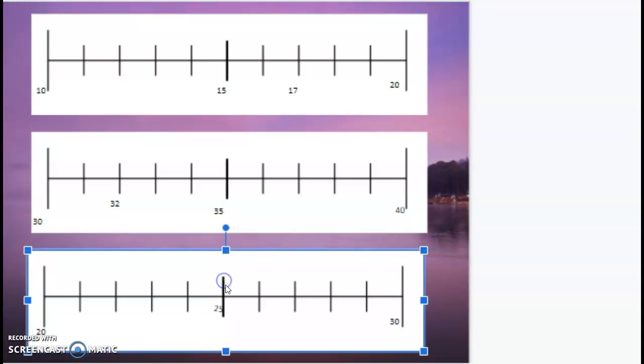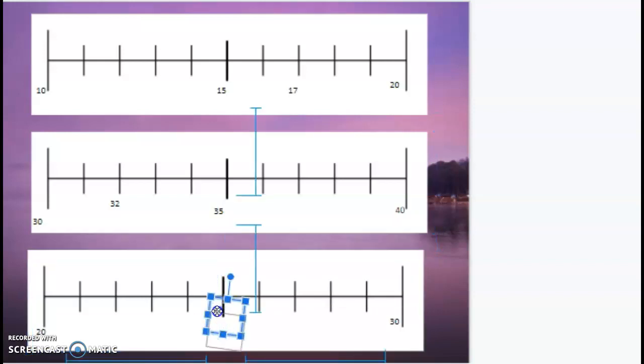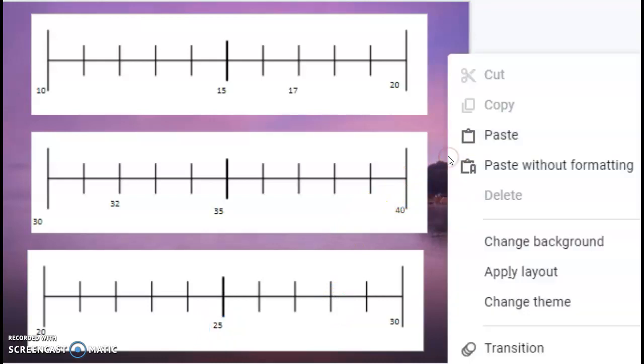Where would 28 be on this number line? Is it going to be before the 25 or after? You said it, it's going to be after. So I can go to where 25 is and just count 26, 27, 28. So 28 is going to be on this line here.